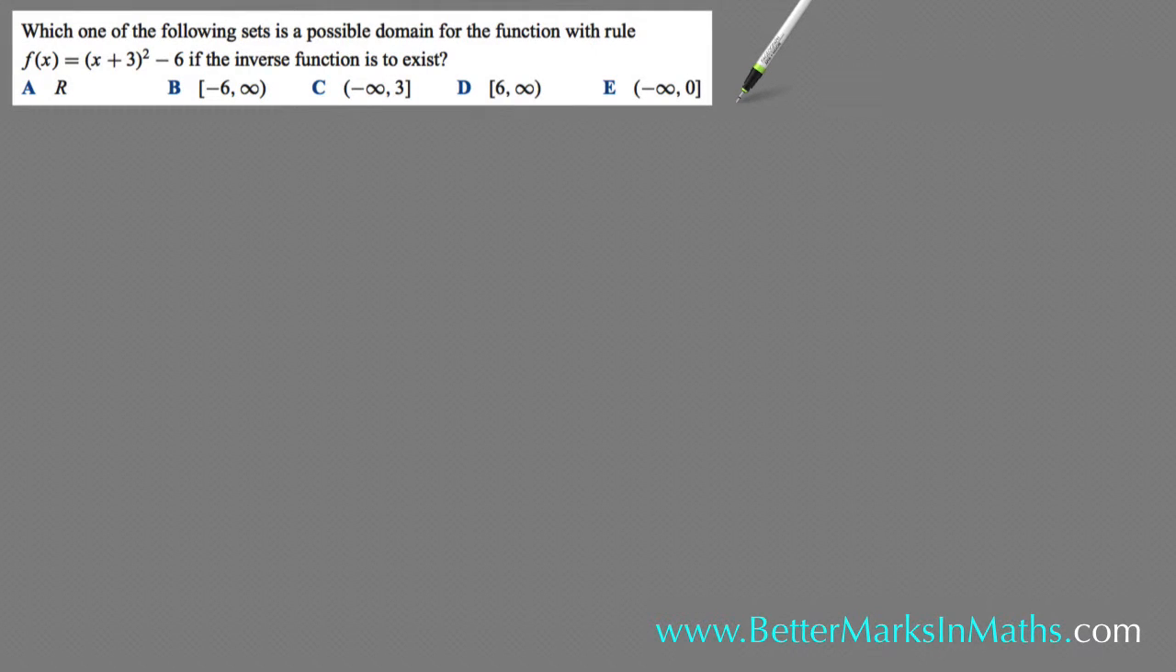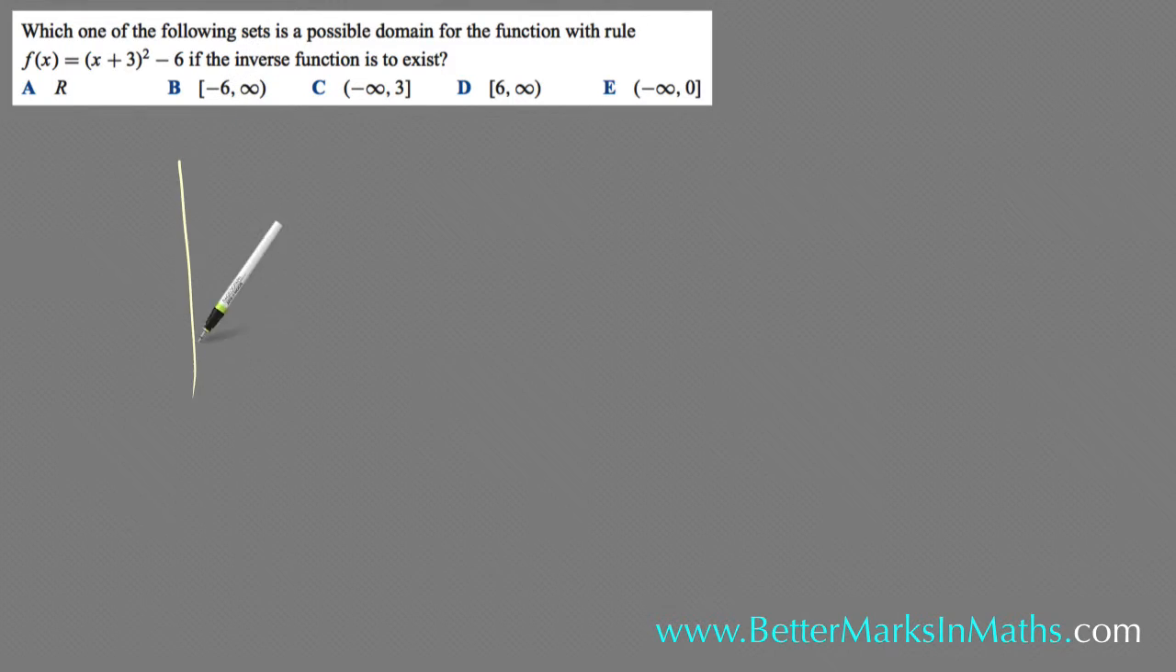Which one of the following sets is a possible domain for the function with rule f of x equals x plus 3 squared minus 6 if the inverse function is to exist? So you are looking for the domain that will make this function able to have an inverse. One of these domains will have a set of x values that will make this a one-to-one function, which is the one condition you really need for a function to have an inverse. So it needs to be a one-to-one function.